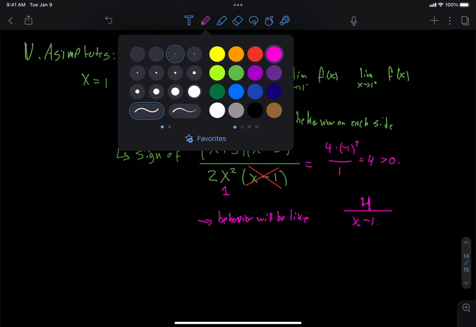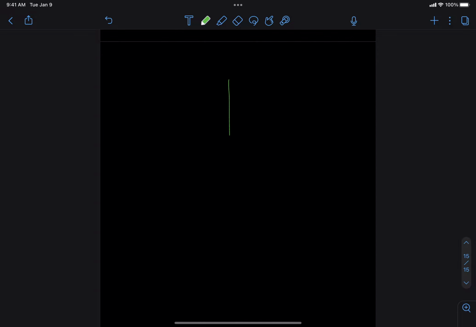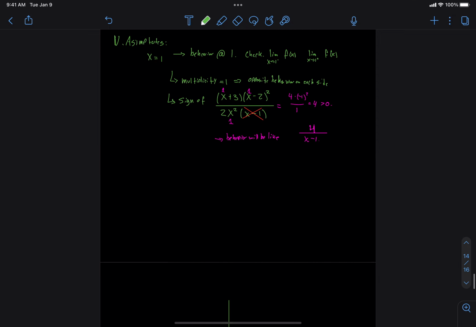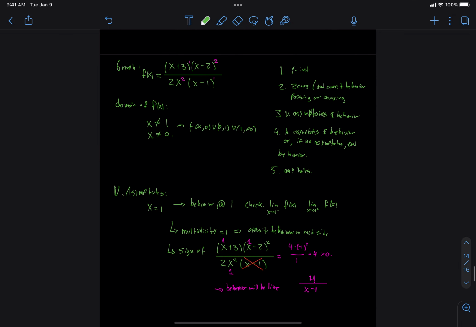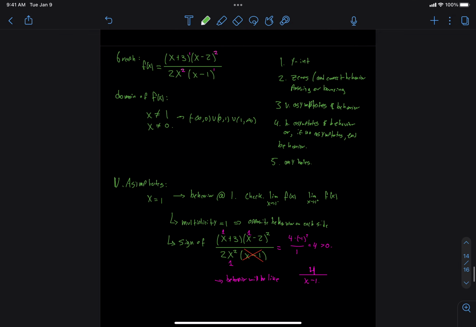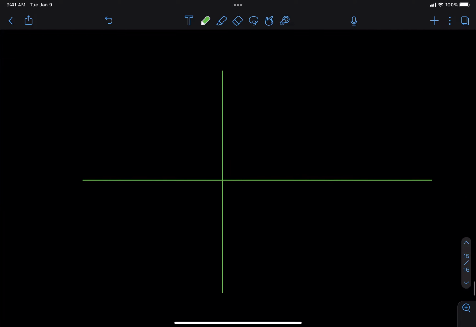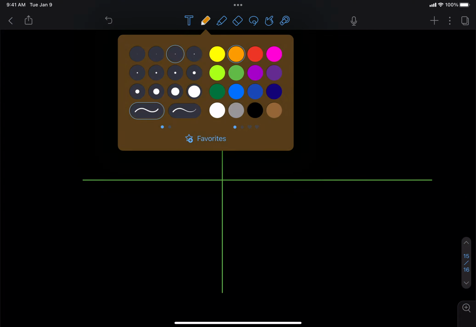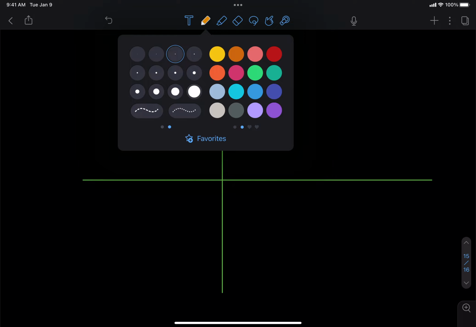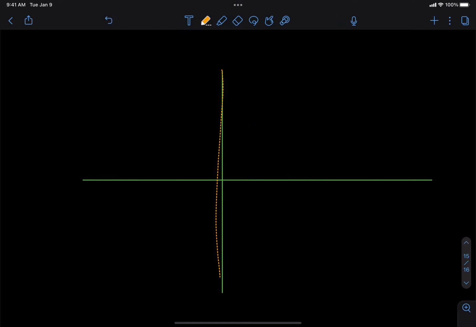So what do we know so far? Let me use this page to do a really big graph. Let me spread things out nicely. So we know we're having a vertical asymptote at 0 and at 1, right? So let me draw those in. Here's x equals 0, and here is x equals 1.